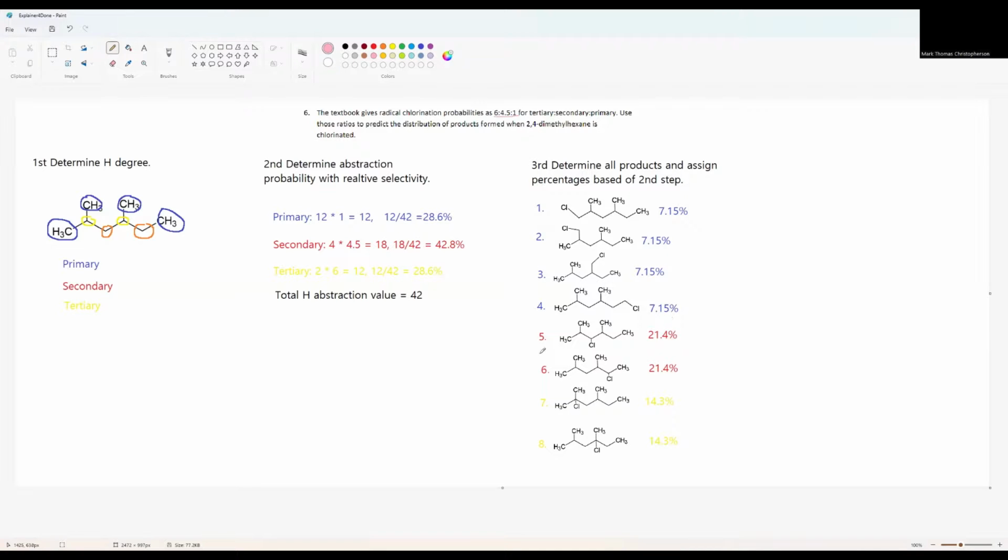And you do the same thing with secondary. Since there are only 2 molecules, we basically just divide 42.8 in half. There's a 21.4% chance for each of these to occur. And then tertiary, same kind of thing. We have a 14.3% for each because our original base is 28.6, divided by 2. And that is the breakdown.